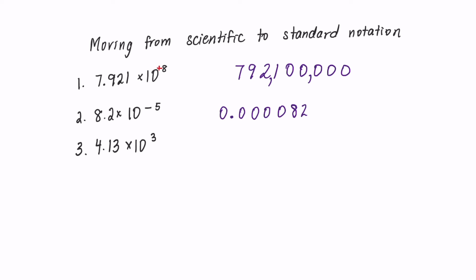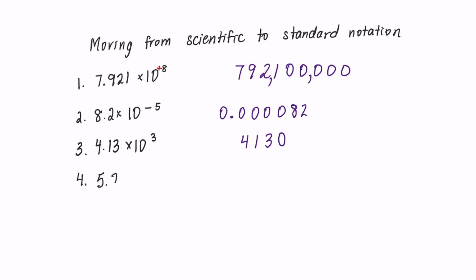Let's take another look at some scientific notation with a positive exponent. 4.13 times 10 to the power of 3. Let's start with writing our 3 numbers, 413, and moving the decimal 3 places to the right to make this a large number. So in standard notation, this number is read as 4,130.